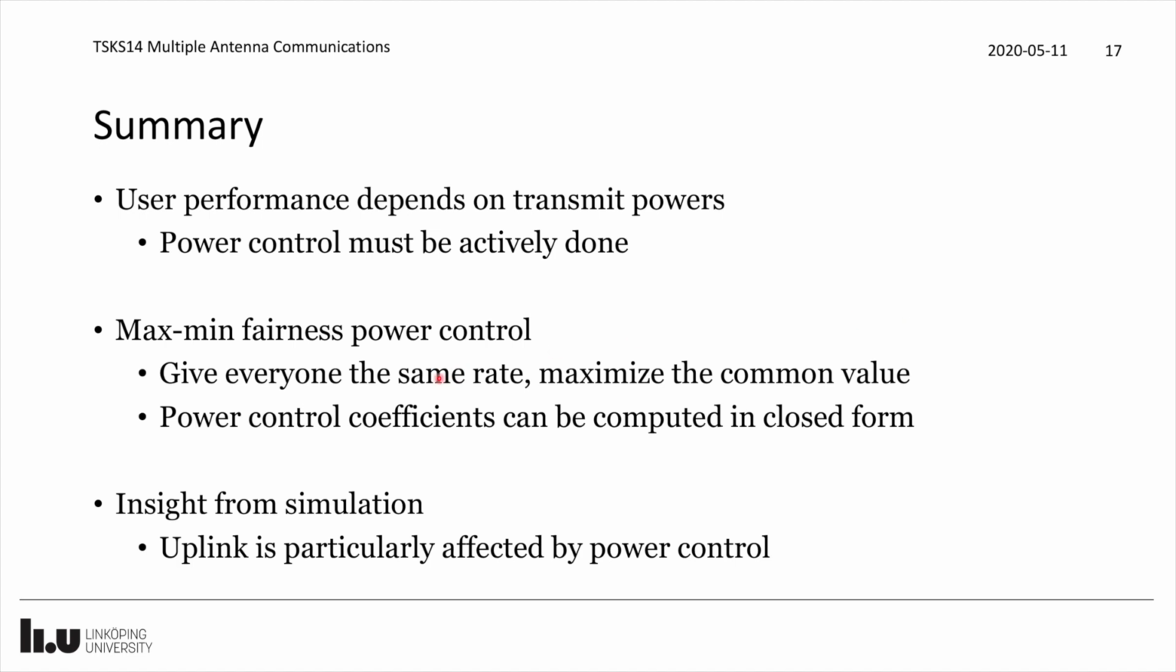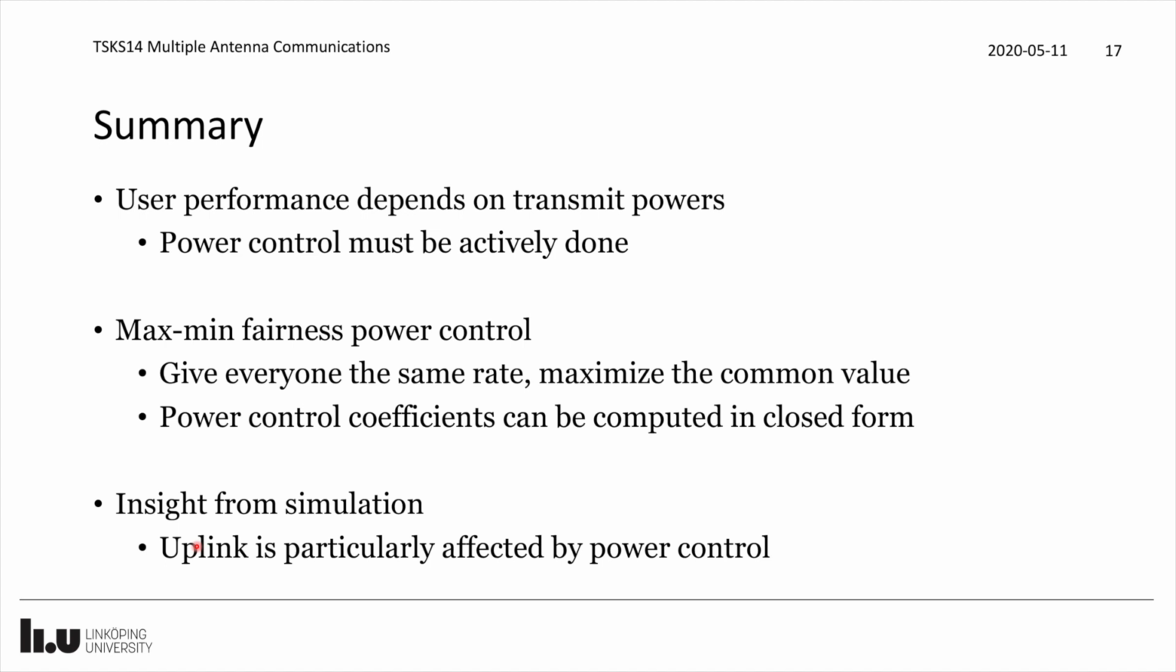And we showed that in the single cell setup we can get its power control coefficients in closed form, and we have simple expressions that we can also understand how they were behaving. We were giving power control inversely proportional to gamma k, which is the estimation quality of the user. And some insights that we also get from our simulation is that it's in the uplink that it is particularly important to do a good power control, because we have large variations in the signal quality from different users, and we need to compensate for that.